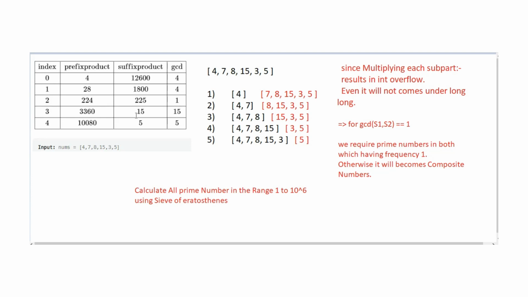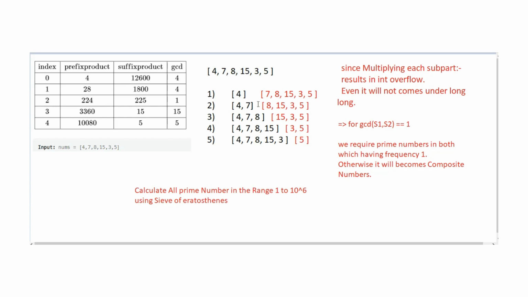Because if the number's count becomes two times across the part and the subpart, it will not work. It will give us a composite number, which will not give us the GCD equal to 1. So as we require prime numbers in both with frequency 1, in a similar manner, if the number comes the first time we increment its count, and if it comes multiple times we decrement it from map 1, that is our prefix product map.